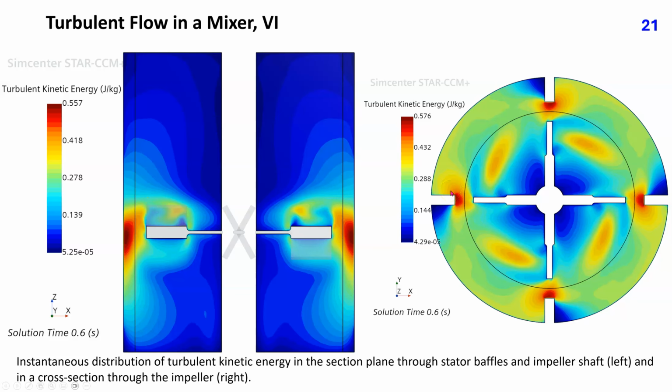The horizontal section also shows increased turbulent kinetic energy in the wake of each blade. This is obviously not an optimal mixing device. For better mixing, the turbulent intensity should be higher in the whole mixer.